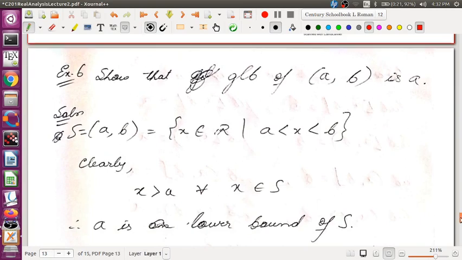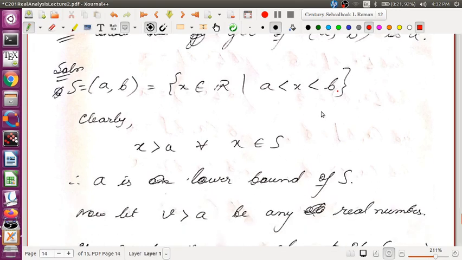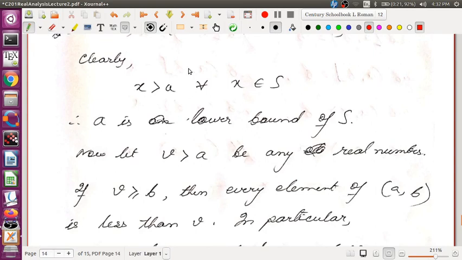So similar to this, let us try this one also. Show that the greatest lower bound of the open interval (a, b) is a. So S is equal to (a, b), the open interval, it is the set of all those real numbers which lie strictly between a and b. So clearly x is greater than a for every x inside S. So therefore a is a lower bound of S, no doubt about that.